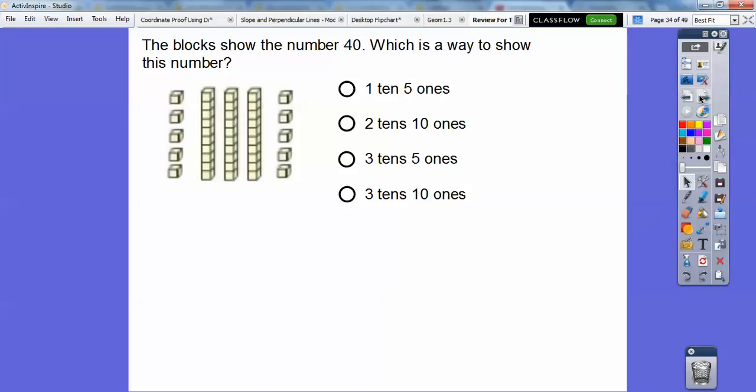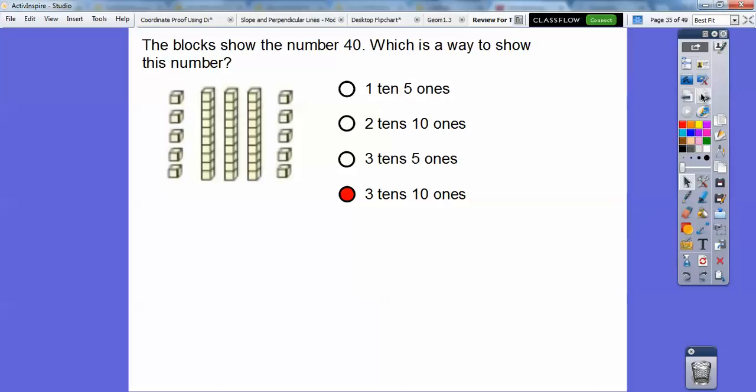All right, so the blocks show the number 40, which is a way to show this number. So here's 3 groups of 10. Do you remember that? Here's 3 groups of 10. And then here is 5 ones. Here's 5 more ones. So 5 ones and 5 ones is going to give us 10 ones. So 3 groups of 10, and 10 ones is going to be this guy right there.